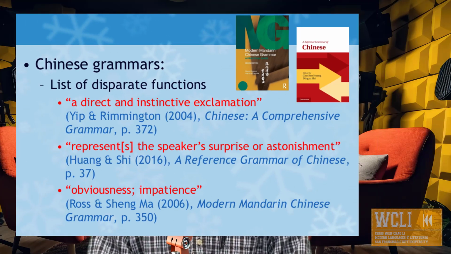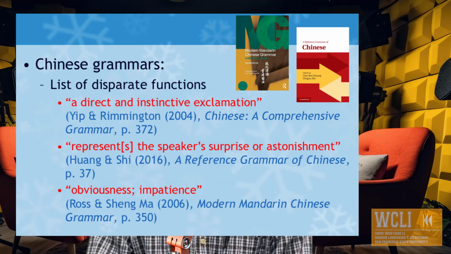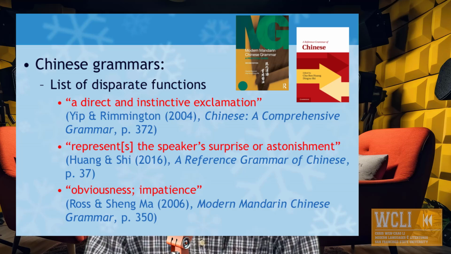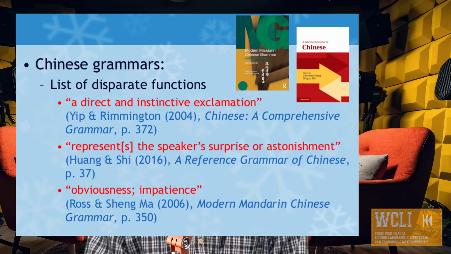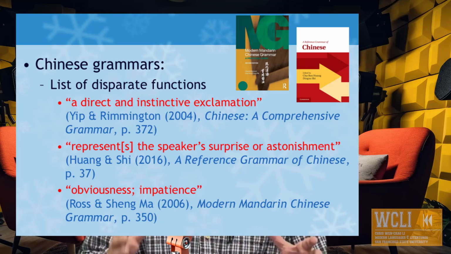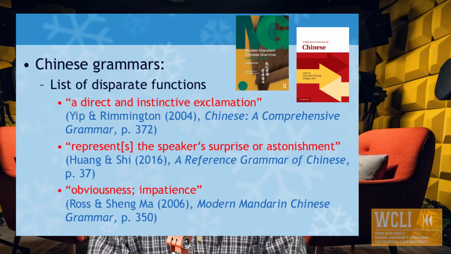Yip and Remington's Chinese A Comprehensive Grammar describe it as a direct and instinctive exclamation. In Huang and Shi's 2016 A Reference Grammar of Chinese, it is said that a represents the speaker's surprise or astonishment. In Ross and Sheng Ma's Modern Mandarin Grammar, a is said to represent obviousness or impatience. So a lot of different functions crammed into one.